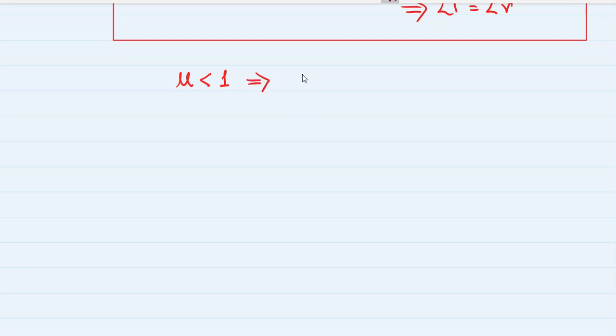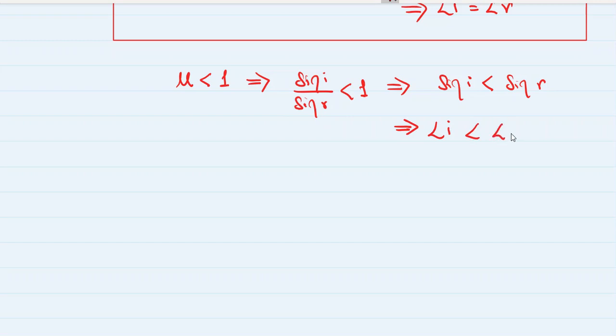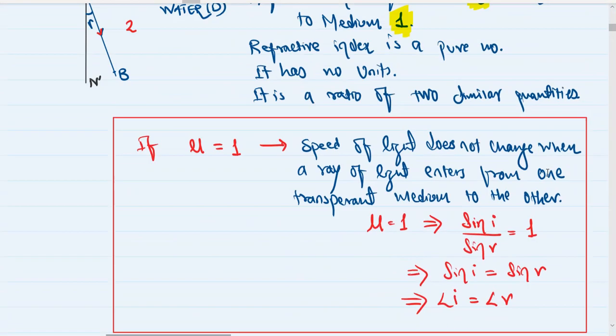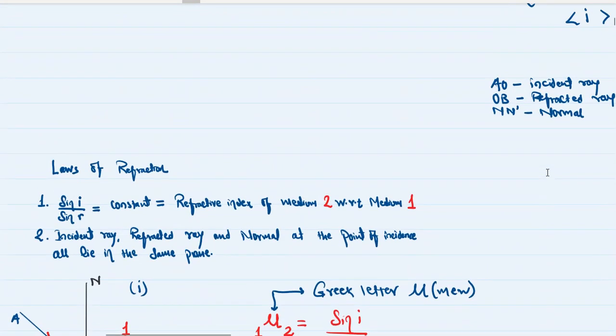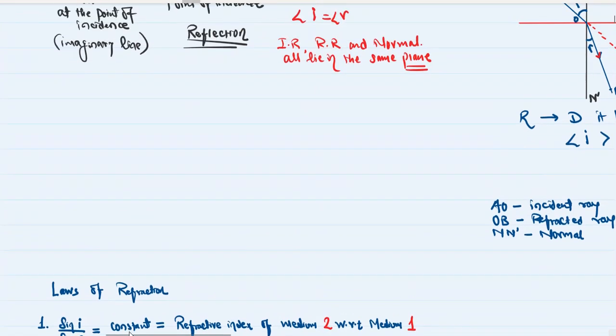It implies that sine i upon sine r is smaller than 1, which implies that sine of angle of incidence is smaller than sine of angle of refraction, which implies that angle of incidence is smaller than angle of refraction. Angle of incidence smaller than angle of refraction. When does this happen?